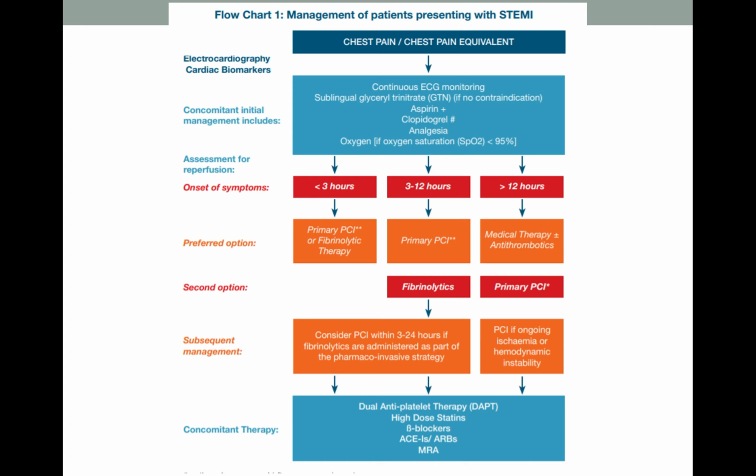First is to start on DAPT, dual antiplatelet therapy. Second is to give analgesia, which is usually morphine. We give around 2 to 5 mg every 15 minutes. Third is sublingual GTN to relieve pain for the patient, and fourth is oxygen if SpO2 is less than 95%.